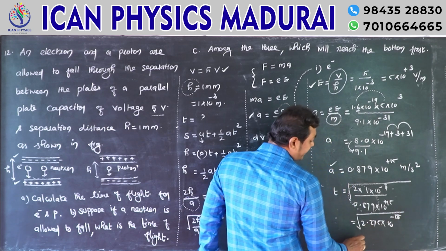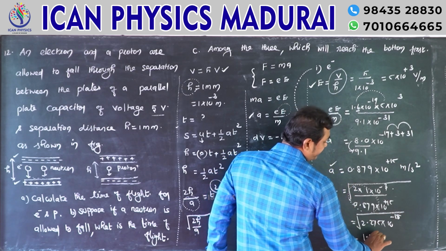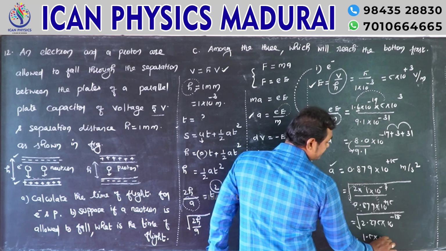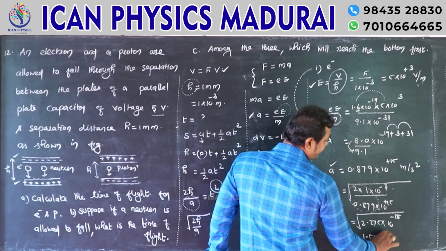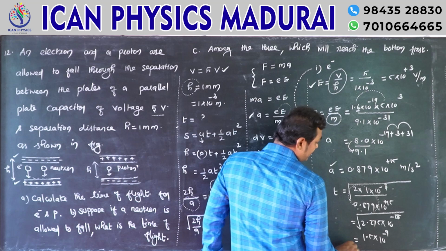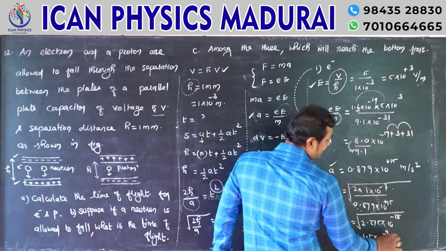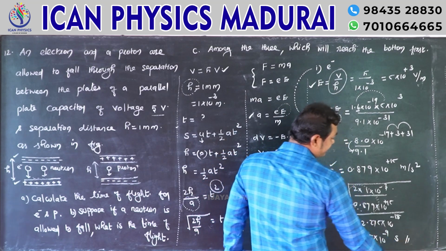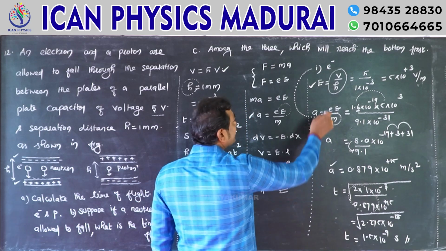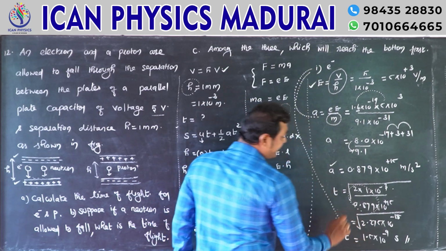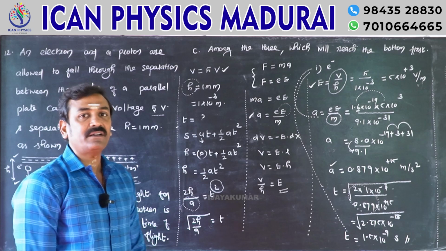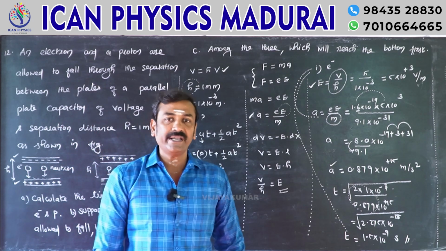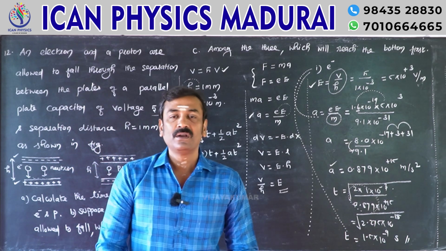Okay. So to take the square root, then it becomes 1.5 for 18, it becomes 0.9. So this much time is taken. The unit of time is second. So this is the time of flight of electron. Do you get it now? Do you have any doubt? No doubt.